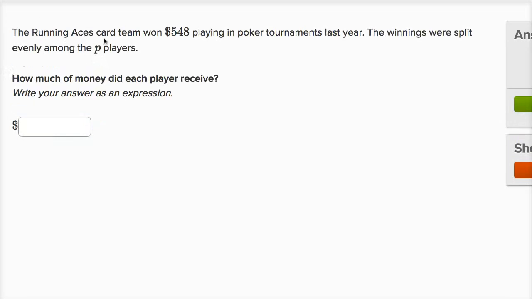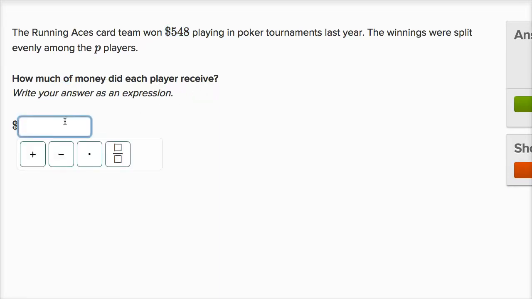The Running Aces card team won $548 playing poker in tournaments last year. The winnings were split evenly among the P players. How much money did each, I guess you say how much money, not how much of money, it's a grammatical error. How much money did each player receive? Write your answer as an expression.